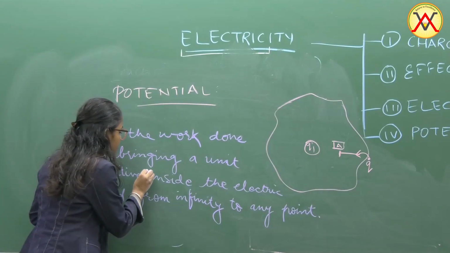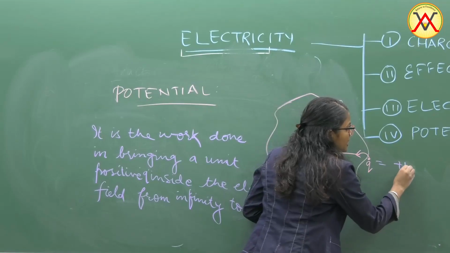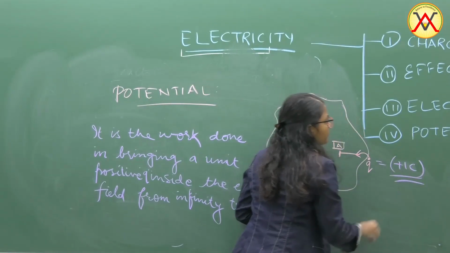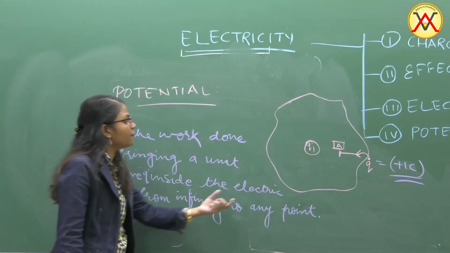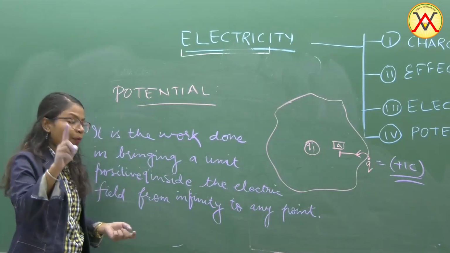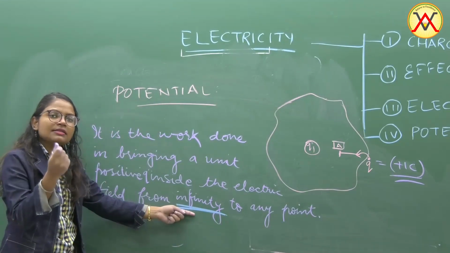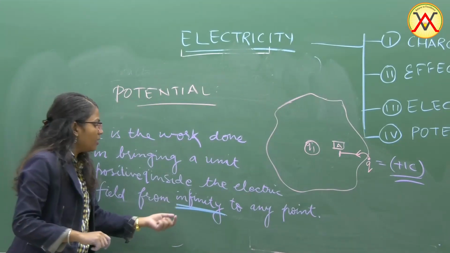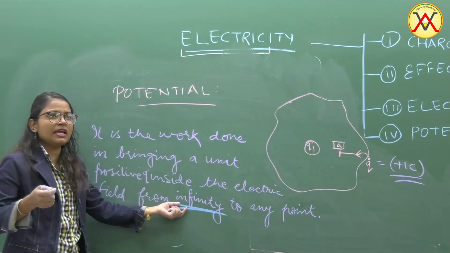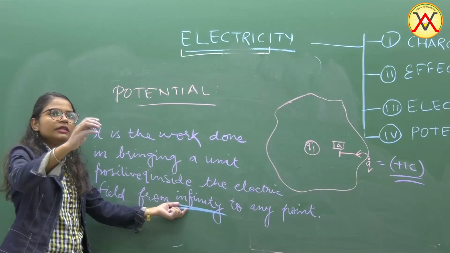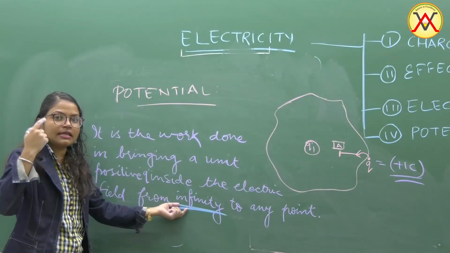a unit positive charge means the value of this charge is 1 coulomb, inside the electric field from infinity to any point. The point to ponder here is infinity. What is the sense of infinity? Whenever this word strikes our mind, we say infinity means a point beyond which we cannot see.